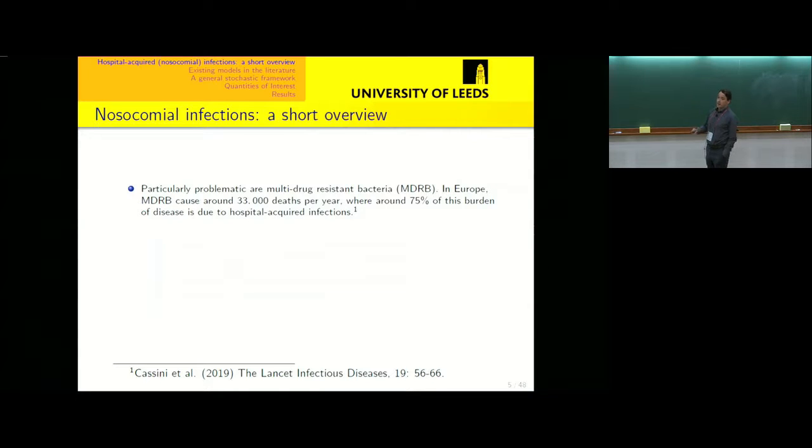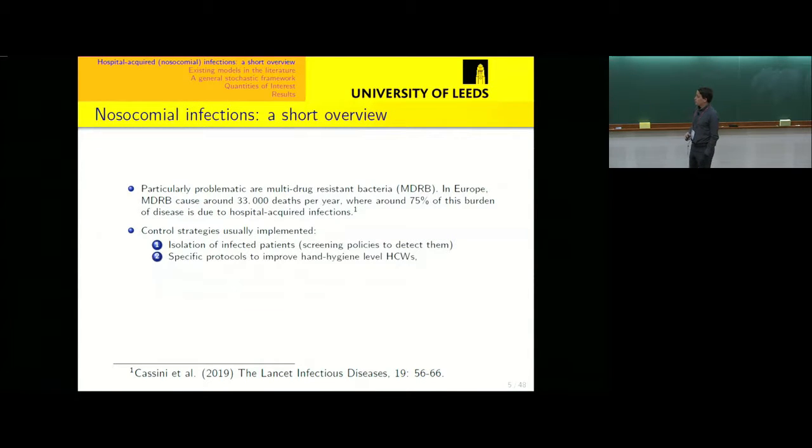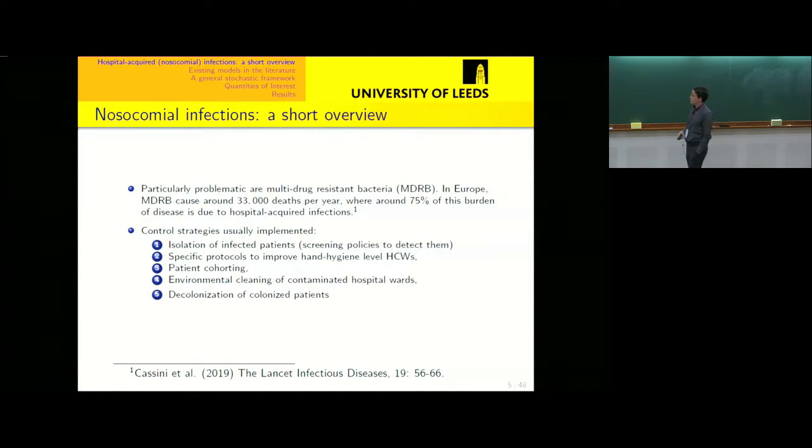And that's why there are a number of control strategies that you can apply in order to avoid the spread of infection in these settings. One way is, of course, to isolate infected patients. If you realize that you have an infected patient in a hospital ward, you can implement specific protocols to try to improve the hand hygiene levels of healthcare workers, so try to reduce the spread through the vector. Doing patient cohorting, you can do environmental cleaning of contaminated hospital wards. You can, of course, use antibiotics, decolonization procedures for colonized patients, and so on.